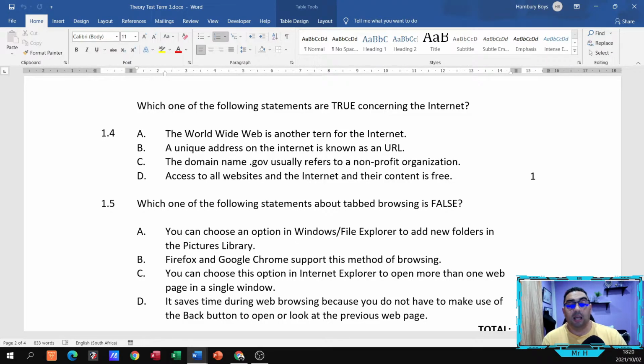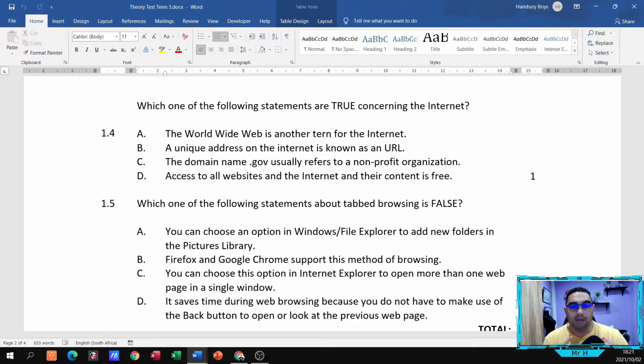What about B? A unique address on the internet is known as a URL. Interesting. The next one, C. The domain name .gov usually refers to a non-profit organization. Is that true? Well, .gov actually indicates that it's a government website, so that's not true either. What about D? Access to all websites and the internet and their content is free. Now we know that's not because we paid to go onto the internet, so that cannot be true.